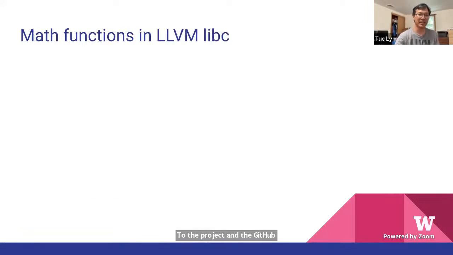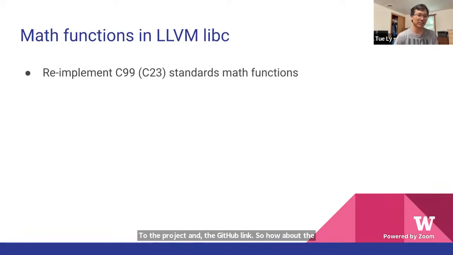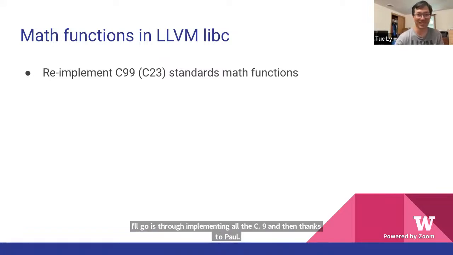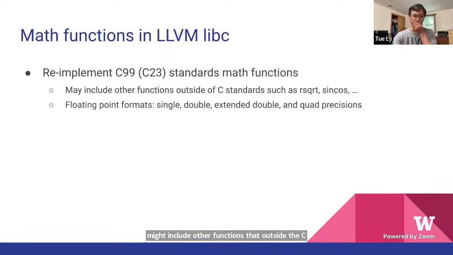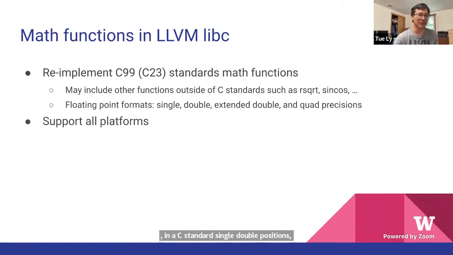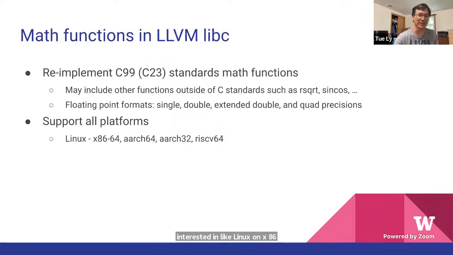So how about the math functions in the LLVM libc project? Our goal is to implement all the C99, and thanks to Paul, now we are aiming for the C23 math functions. And we may include other functions outside the C standards, such as the reciprocal square root or the sine cosine. And we aim to support all the floating point formats in the C standard: single, double precisions, extended double, and quad precisions. And we support most of the platforms that we're interested in, like Linux on x86, AArch64, and the new platform RISC-V.